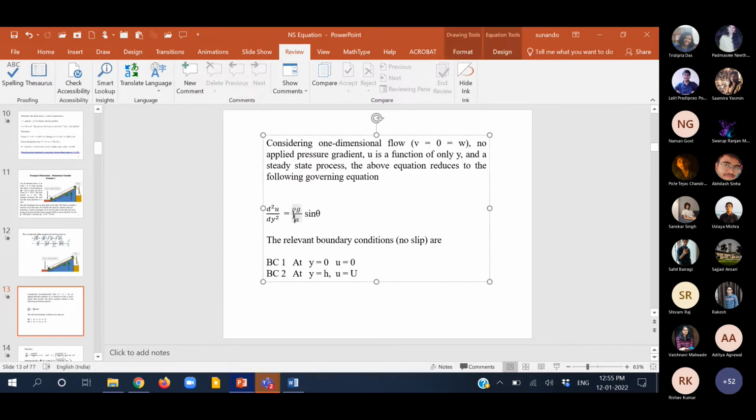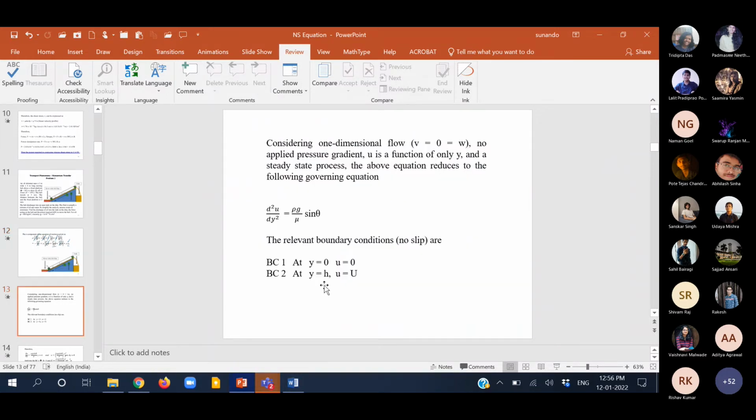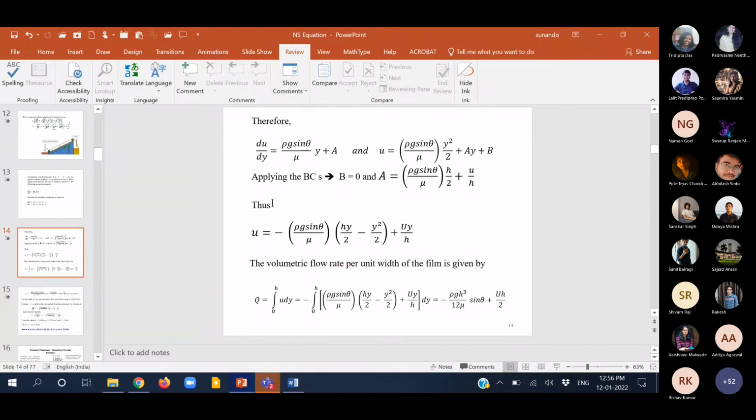And of course the boundary conditions are the no slip conditions: at y equals 0, right at the bottom, the velocity is going to be 0, whereas at y equals h, or whatever the thickness is, the velocity is simply going to be the constant velocity of the belt. So with these two conditions, you should be able to solve for the velocity, and this is what the velocity is going to look like. It is a function of the inclination angle and of the belt velocity as well.